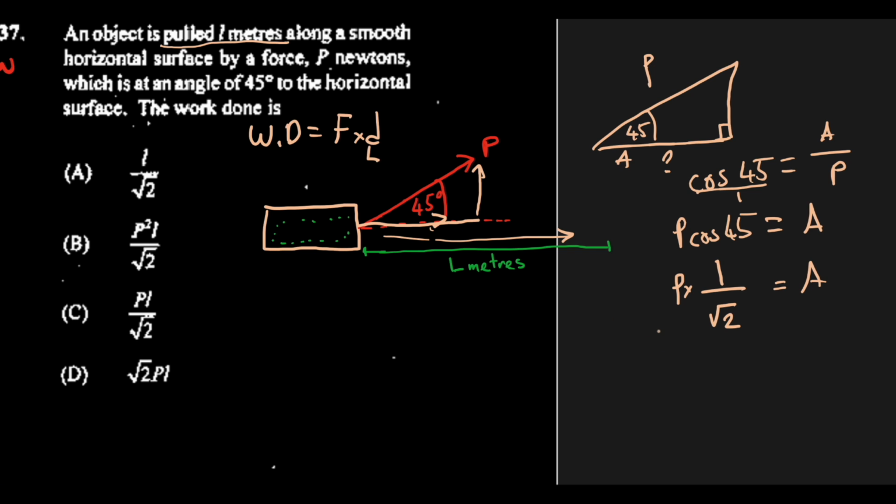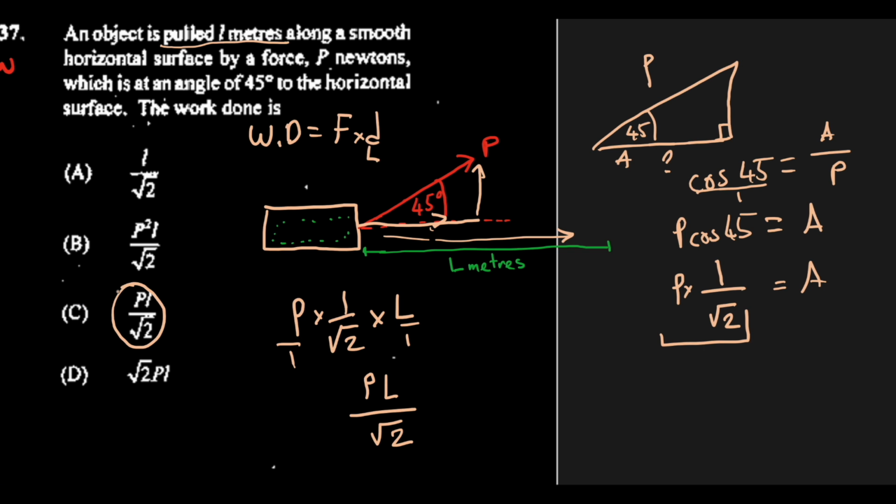So we know that this represents the force. Remember, we said we also have the distance. So that answer would just be P times 1 over square root 2 multiplied by L. If we put all of these over 1, we'll have P times L over square root 2. So our answer is this right here.